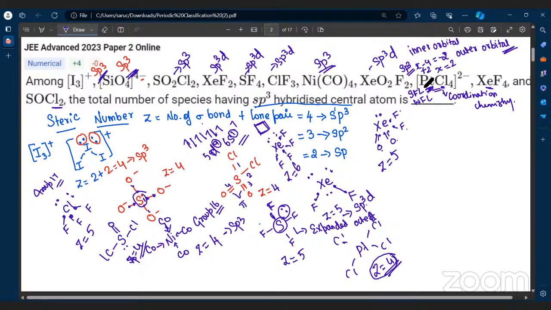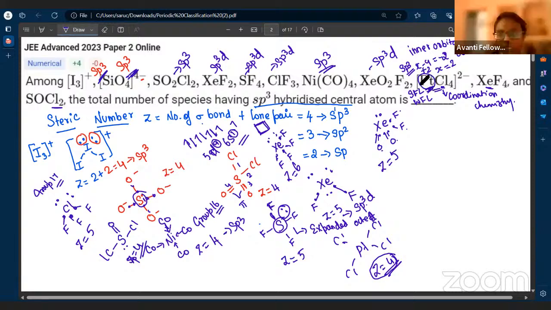Where is XeF4? Okay, 4 and 5. And one more thing. Yes, Rohit, you're right. In the case of platinum, Cl acts as the strong field ligand. Therefore, the hybridization will be dsp2. So in the case of platinum, this acts as the strong field ligand. Yes, Rohit is right. Therefore, we'll have the answer as 5.